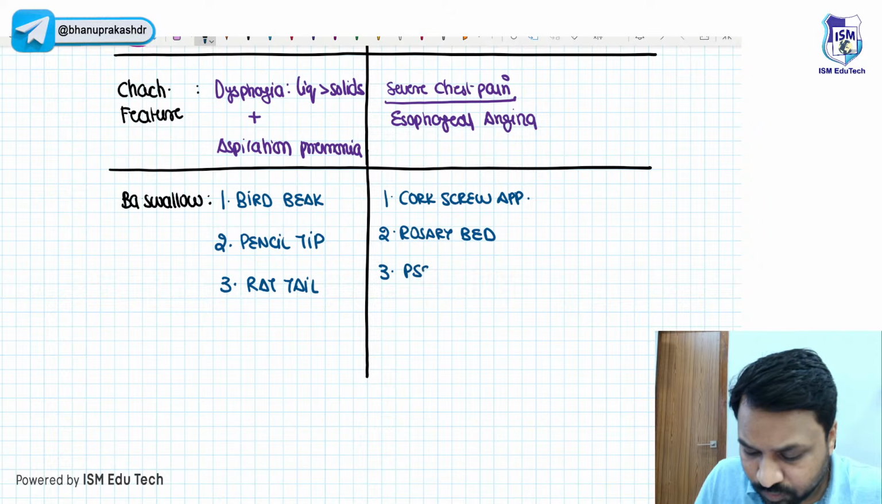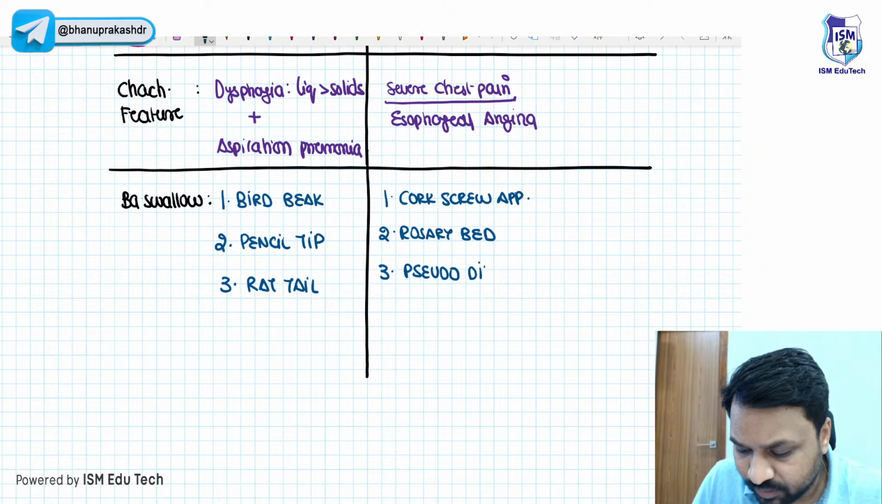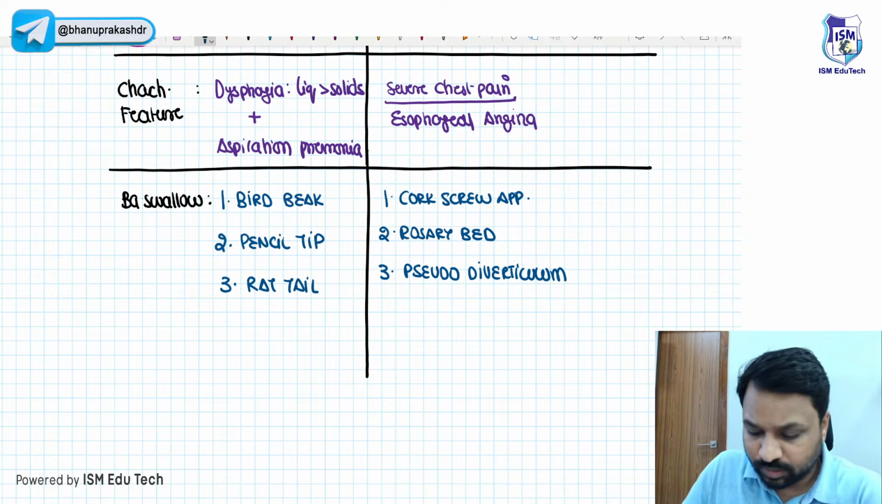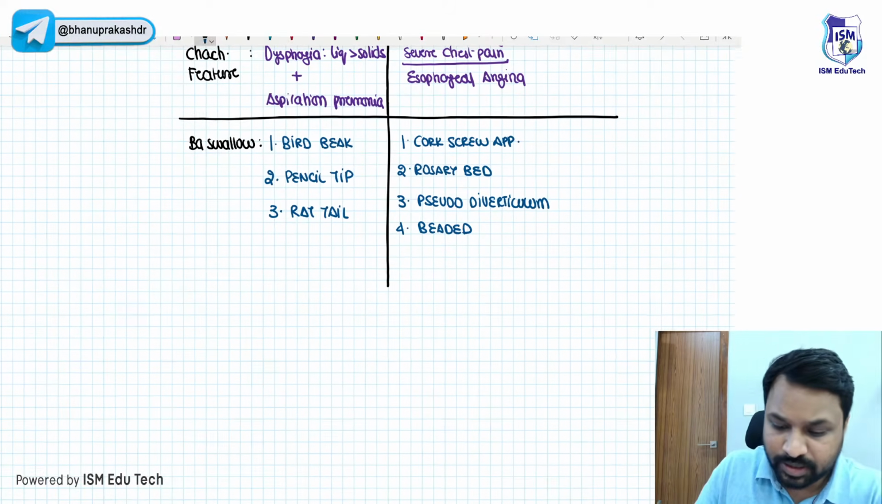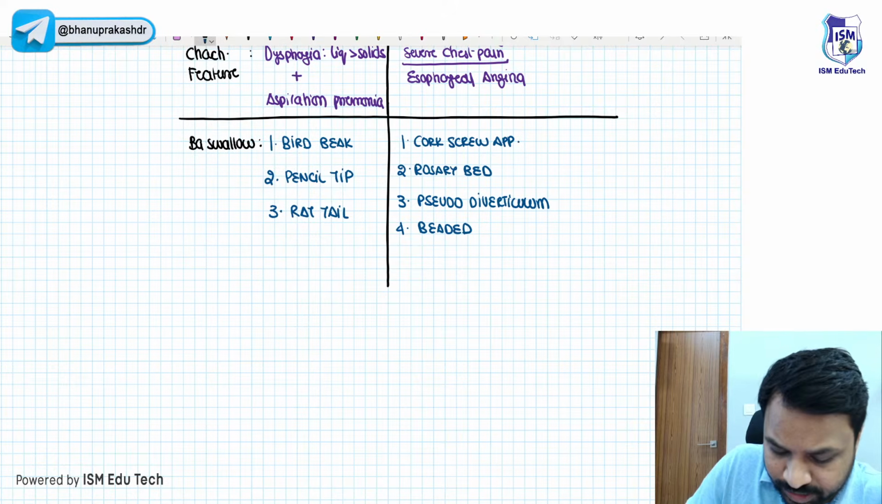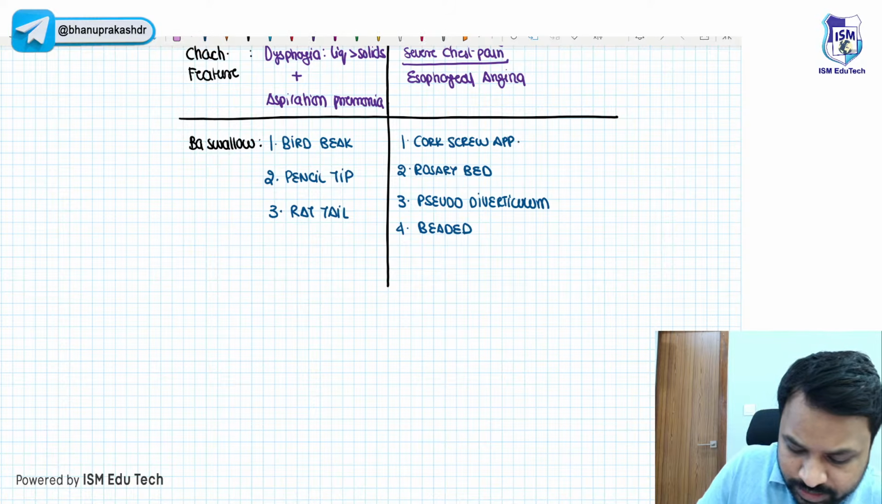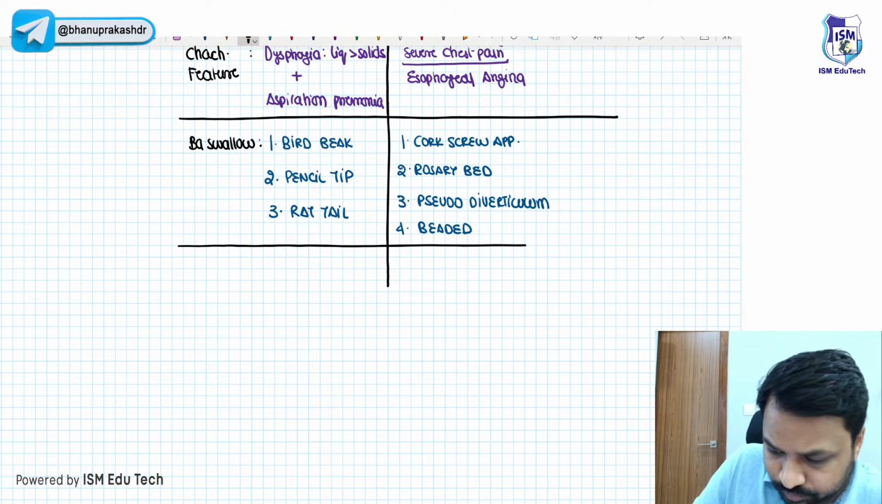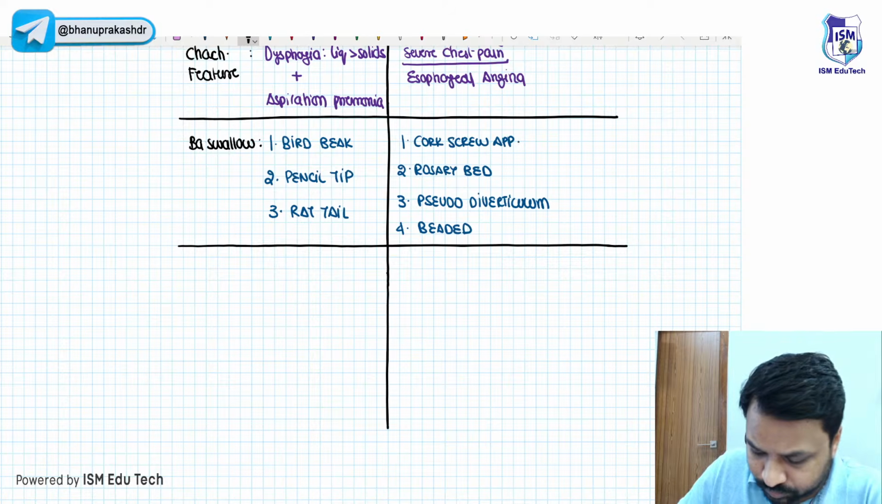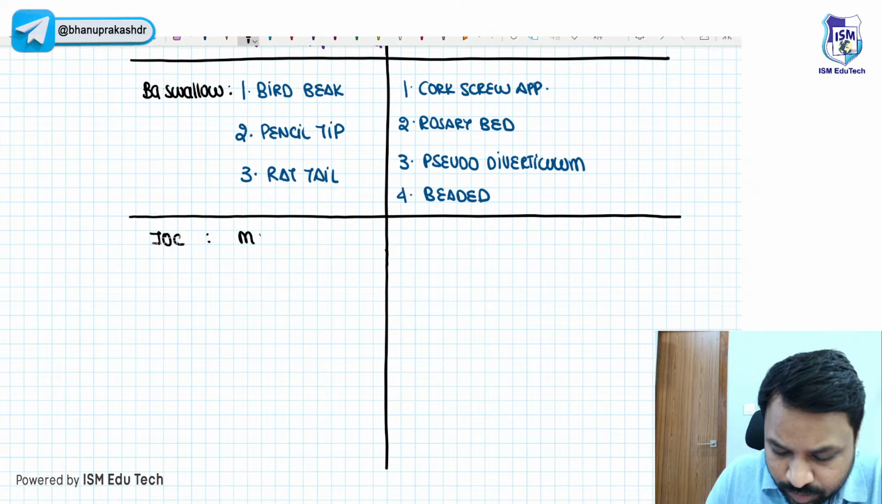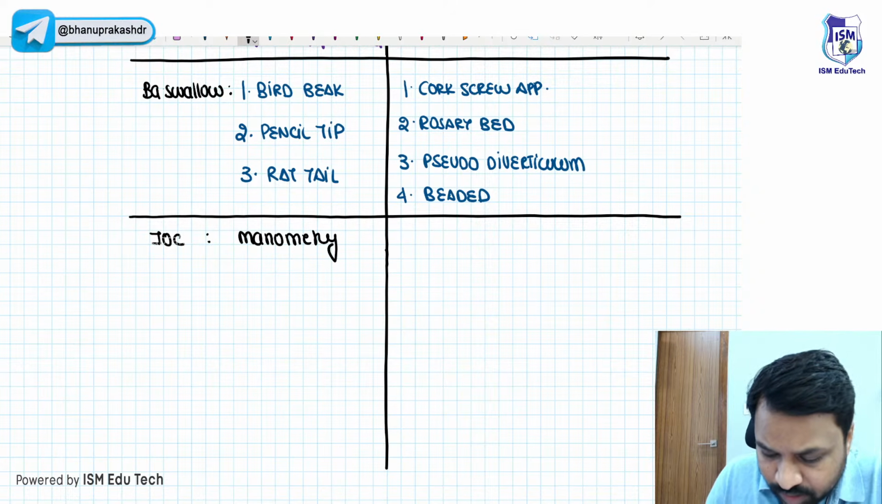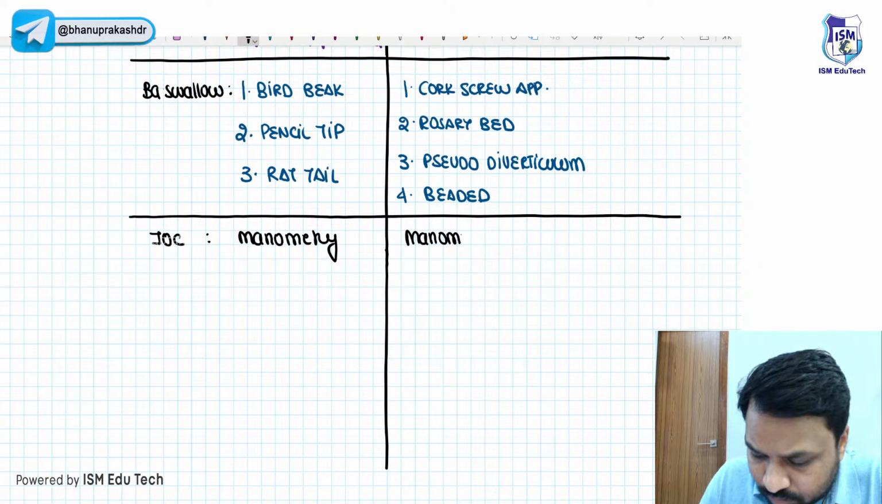There is presence of pseudo diverticulum and a beaded appearance. For both these conditions, the investigation of choice is manometry. Here also it is going to be manometry.